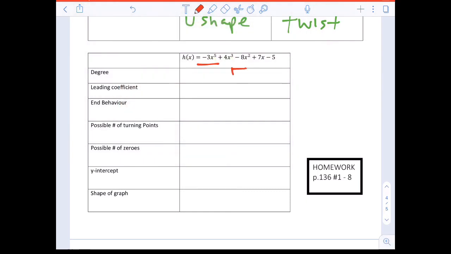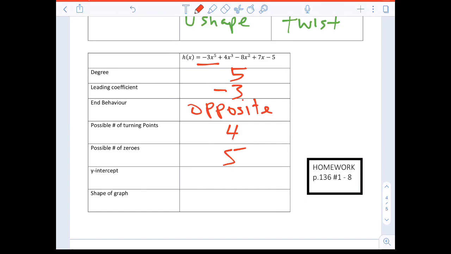So I know my graph is going to be a twist. My leading coefficient is a -3, so I know it's going to be reflected. My end behavior will be opposite sides then. Possible number of turning points is 1 less than the degree, so in this case it's going to be 4. Possible number of x-intercepts, 5. Notice it says possible, doesn't mean it has to be 5. It says it could have a maximum of 5.